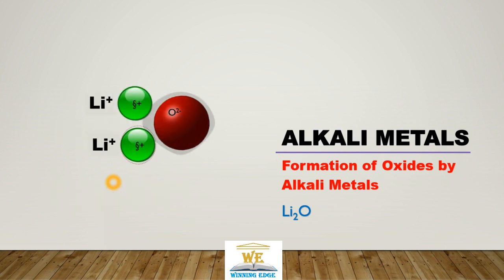So what we see is a distortion in the O2- atom by two strongly polarizing lithium ions that stabilizes this negative charge on oxygen atom, making a stable oxide Li2O.